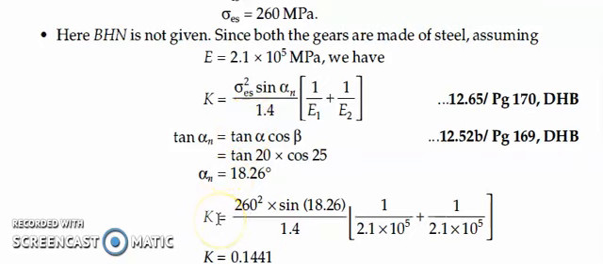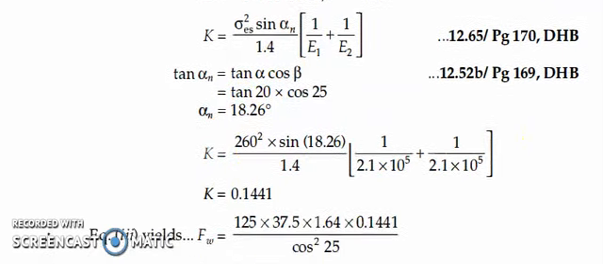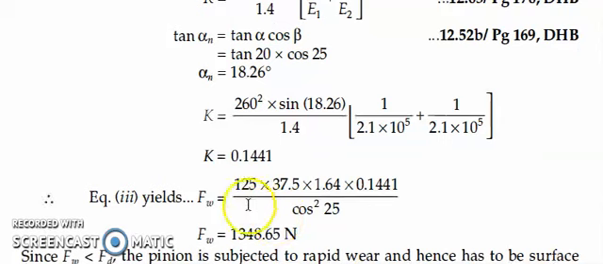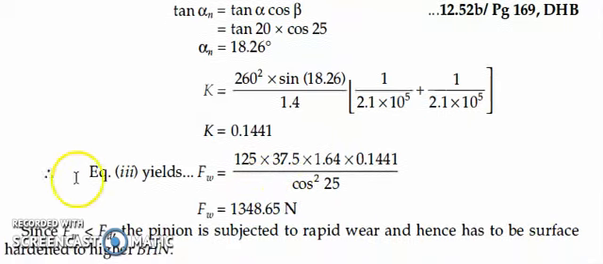Then we can find the value using this equation. Using this equation we can find the value of k. Then that value is substituted in the Fw. Thus we will calculate the net wear load, that will be 1348.65. But here the Fw is less than Fd.